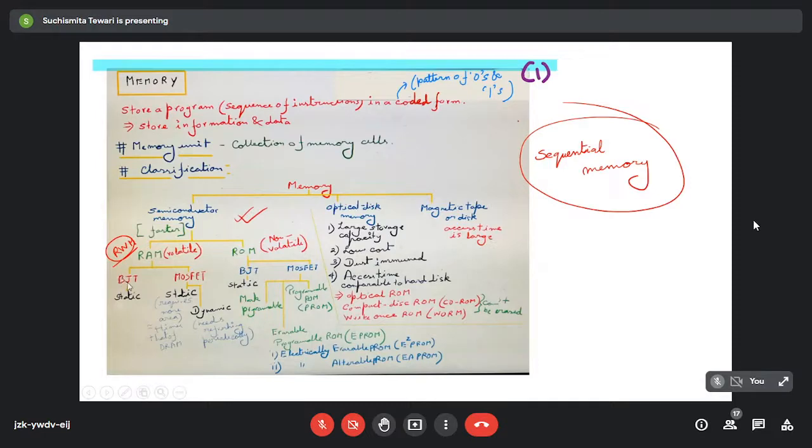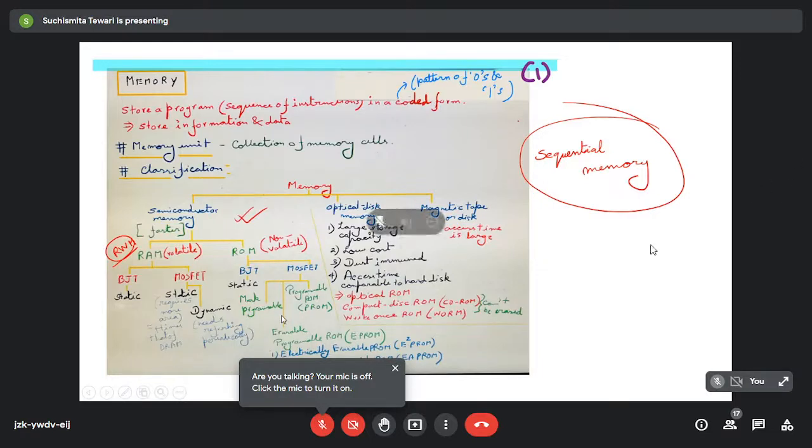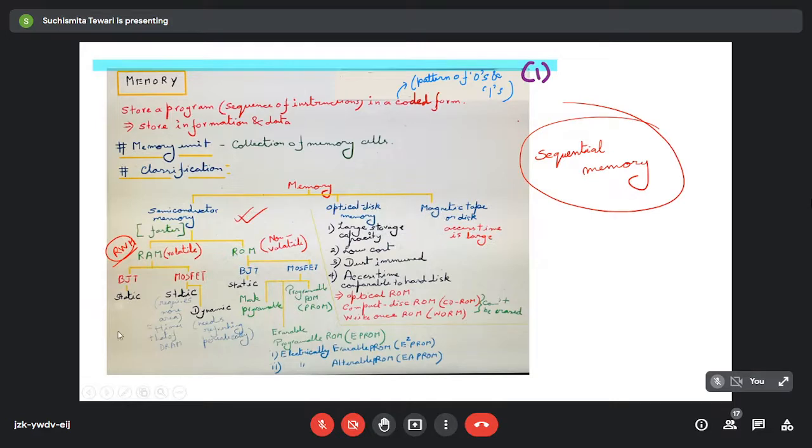Now, there are two types of RAM. One is static, one is dynamic. In dynamic RAM, the surface area or the circuit components that we need are very less compared to the static RAM. So that actually boosts the packing density.